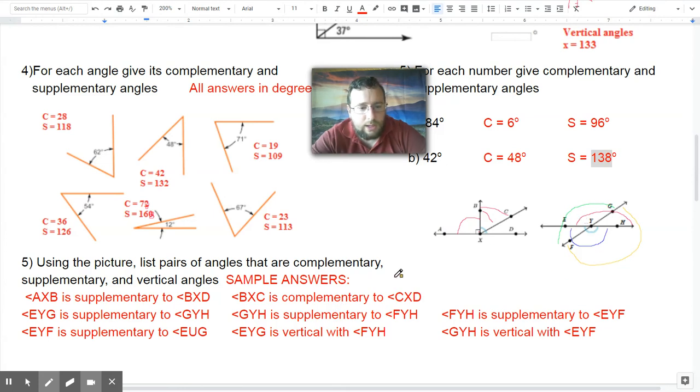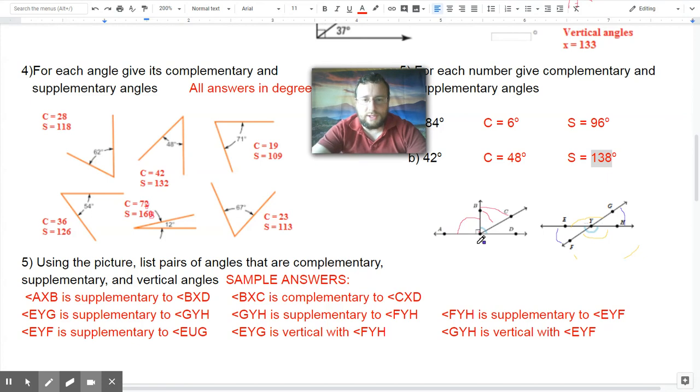As far as vertical angles, erase so we can see them, we have this one paired up with this one, and this one paired up with this one. So that's EYG and FYH, and then EYF with GYH, right? So that's like the vertical angles. And there you have it.